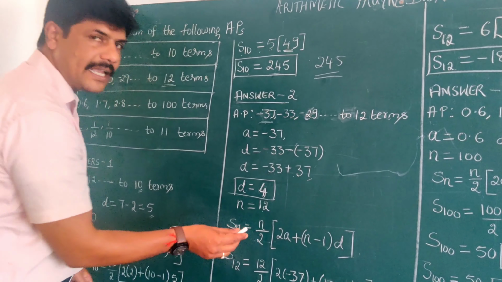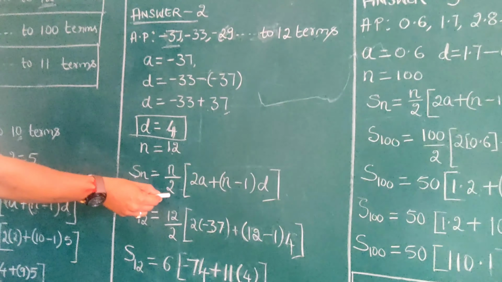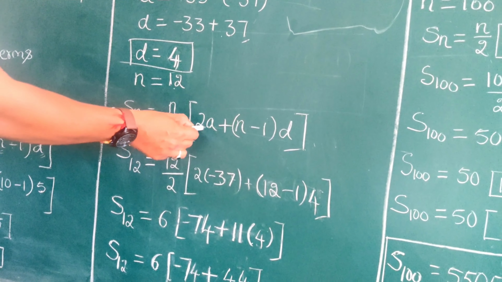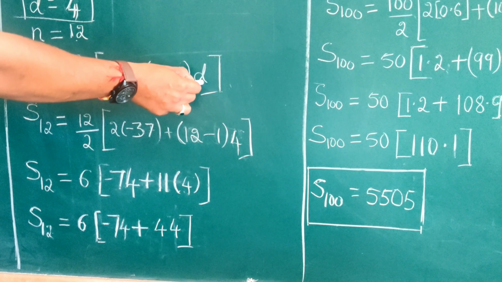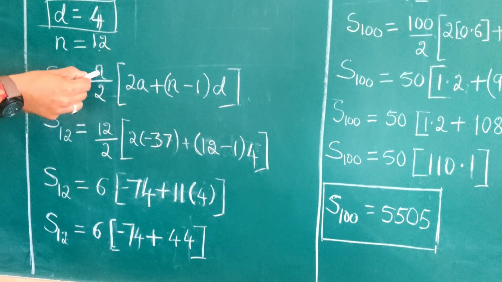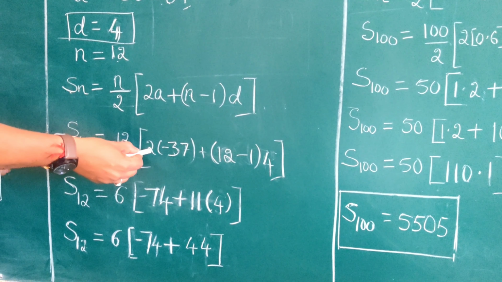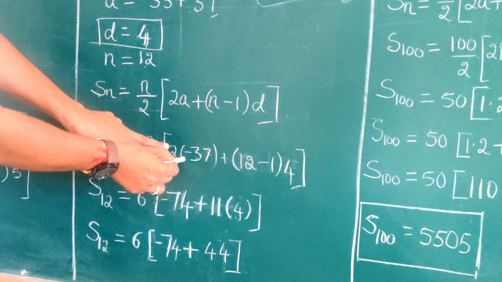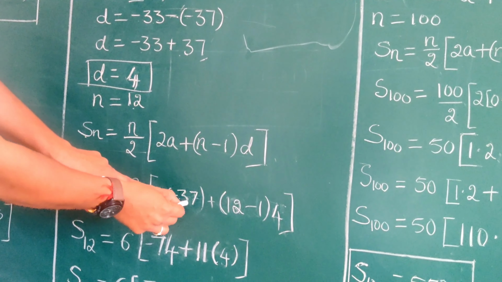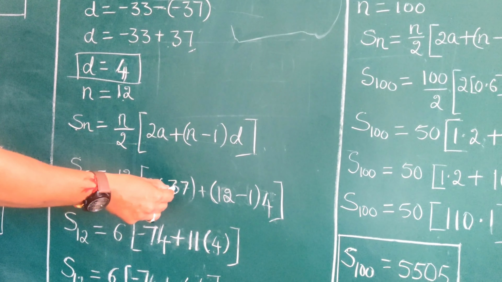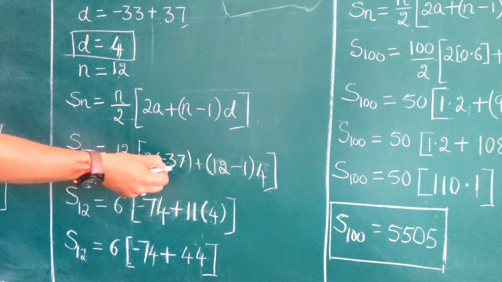What is the formula? Every time it is required to write the formula. Sn is equal to n by 2 into 2a plus n minus 1 into d. Now go for direct substitution. n is nothing but 12. 12 by 2 into 2, what is a? Minus 37. So 2 into minus 37. Why is it 2 into minus 37? Because it is 2 times a. Therefore 2 times minus 37.